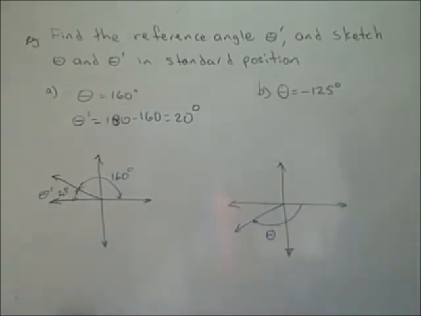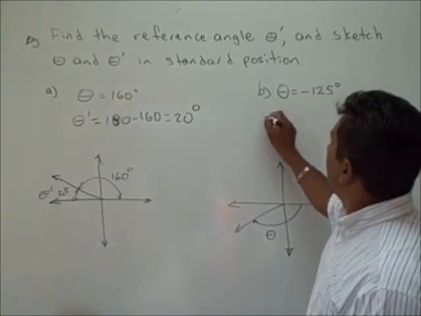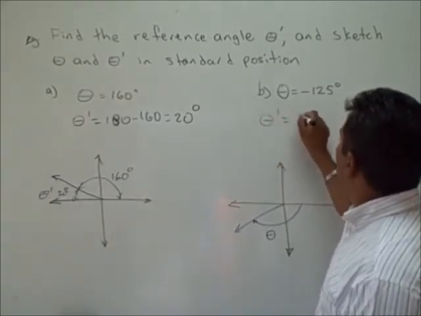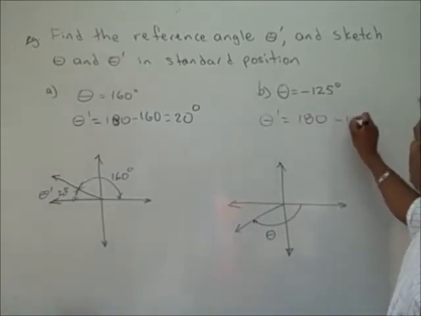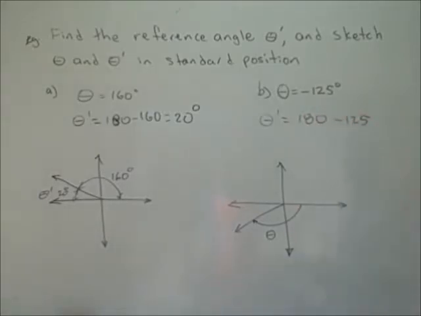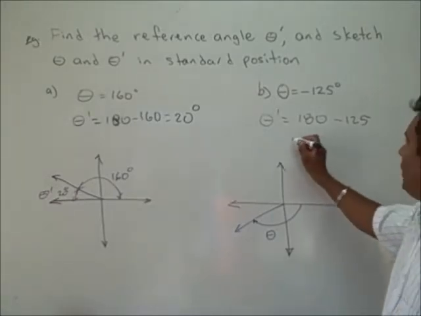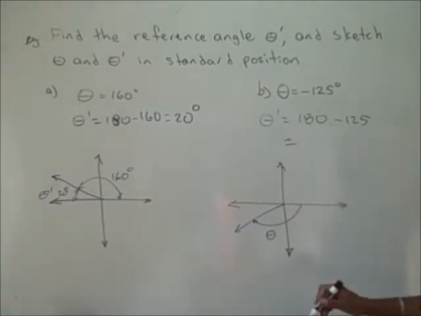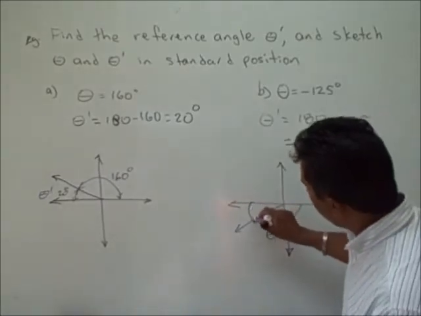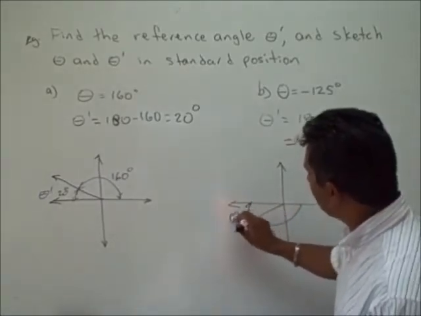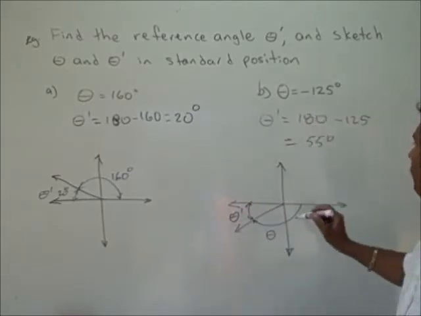Now because theta is negative 125, our theta prime would be 180 minus 125. So here 180 minus 125 would be 55 degrees. So theta prime here would be 55 degrees.